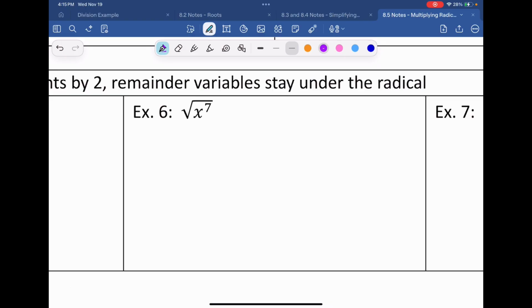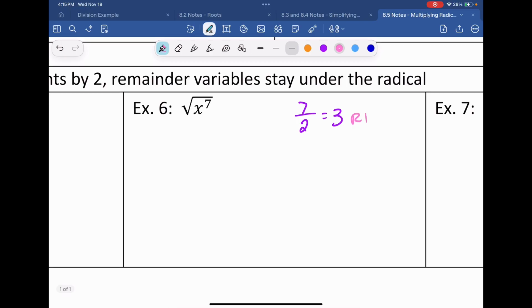Okay, so square root of x to the 7. I'm still going to divide the exponent by the index. 2 goes into 7 3 times. Then I want you to consider the remainder. How many do you have left over after you take out the 3 of the x squared? You have 1. That's x cubed, x to the 1. That's where your x to the 7 comes in. So this is really x cubed root x.